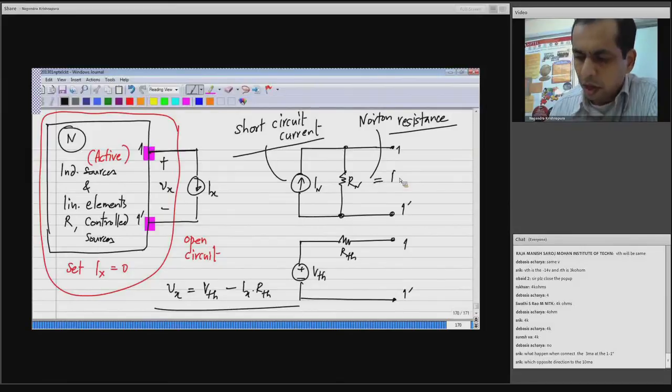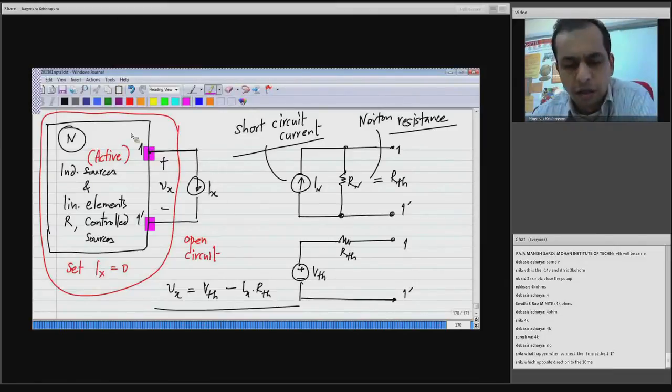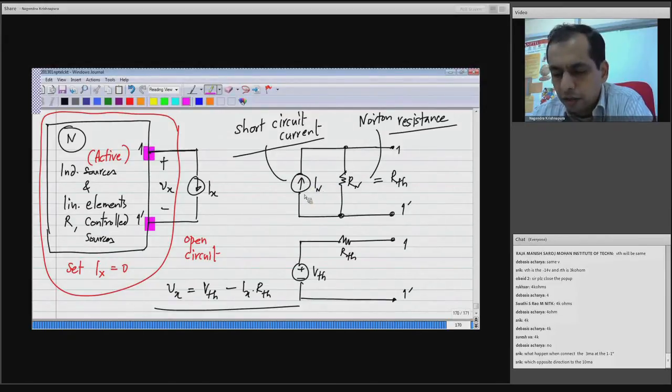And RN is the same as the resistance looking into this circuit with all the independent sources nulled, which will be the same as RTH. So the resistance in the Norton equivalent circuit and the Thevenin equivalent circuit will be exactly the same, because they are nothing but the resistance looking into the circuit N with all the independent sources set to 0. And this IN is the short circuit current, that is, when you short circuit 1-1 prime, you will have a current IN. And this VTH is the open circuit voltage, that is, if you have an open circuit across 1-1 prime, then the voltage that appears at 1-1 prime is VTH.